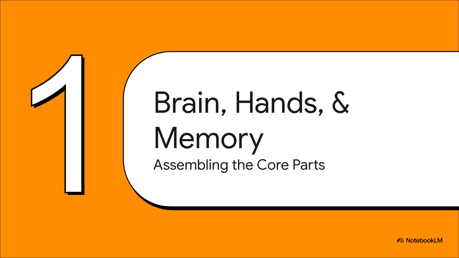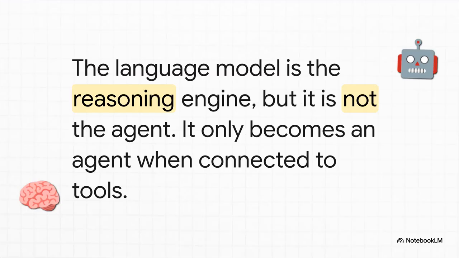Okay, so let's start building our agent. We're going to dive into those first three core components: the brain, the hands, and the memory. These are really the fundamental building blocks you can't do without. First up, the brain. And this is so important to get. The language model is not the agent. By itself, a model like GPT-4 or Gemini is kind of like a genius brain in a jar. It's incredibly smart, but it's stuck. It can't do anything.